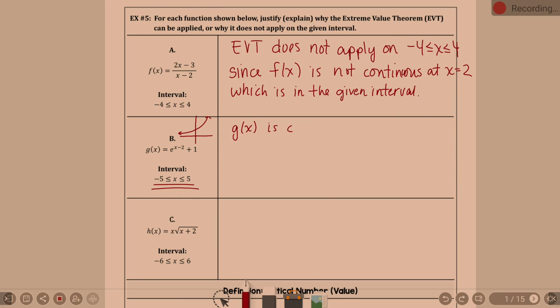g of x is continuous for all reals. So EVT applies on negative 5 less than or equal to x less than or equal to 5.